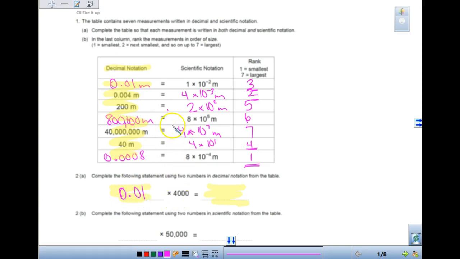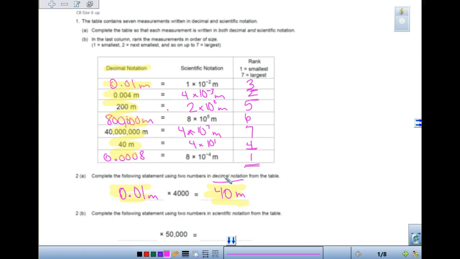0.01 times 4,000 gives us. Well, we want to write it still in decimal notation. So if we were looking at this, 0.01, put it in your calculator, everyone, right now. 0.01 times 4,000. I don't think it's going to be 4 times 10 to the second. It should have just been 4 times 10 to the first. Yes? Okay, that's one possibility.